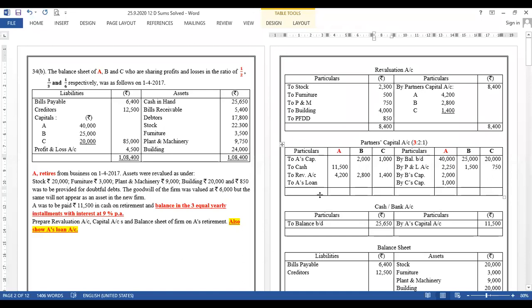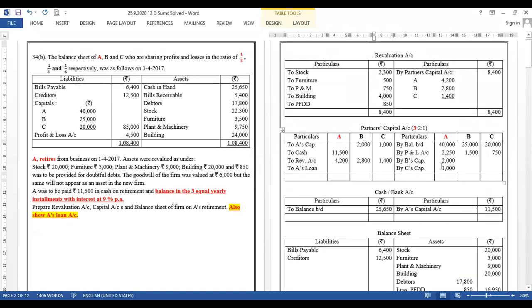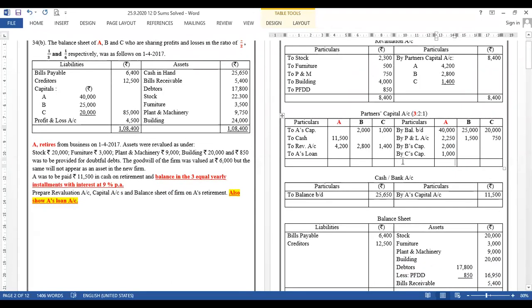So we are done with the loss, and now let us close the partners' capital. As I have been repeating daily, whenever it comes to partners' capital, we should close the retiring partner's capital first. So the total is 45,050, and the balance is 29,550. Now A's loan.